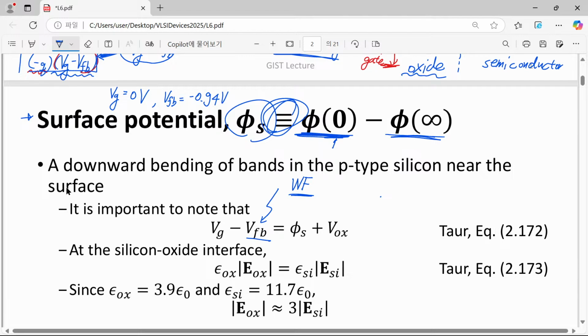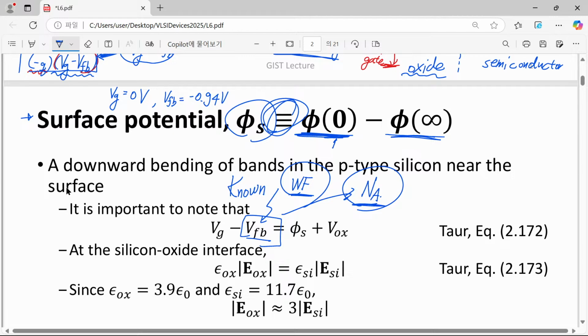Another one is the semiconductor's intrinsic work function. However, that part is really dependent on the acceptor density inside your p-type substrate. So once you know the metal work function and once we know the acceptor density, then this flat band voltage itself can be calculated. So this is a known quantity.